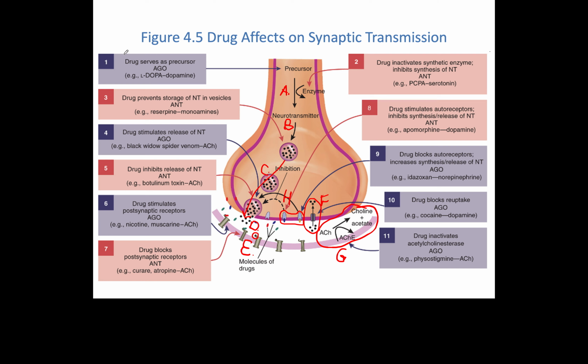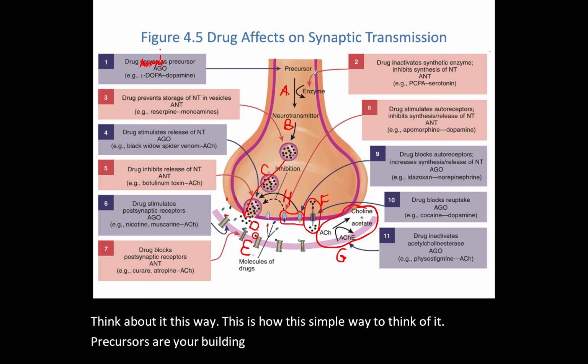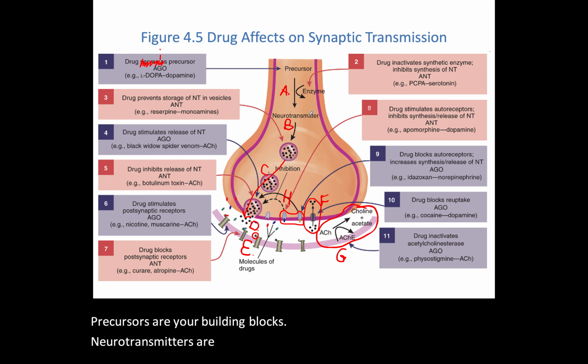So, mechanism one. I can give you a drug that serves as a precursor. So think about it this way. This is a simple way to think of it. Precursors are your building blocks. Neurotransmitters are your buildings. Enzymes are your construction crew.